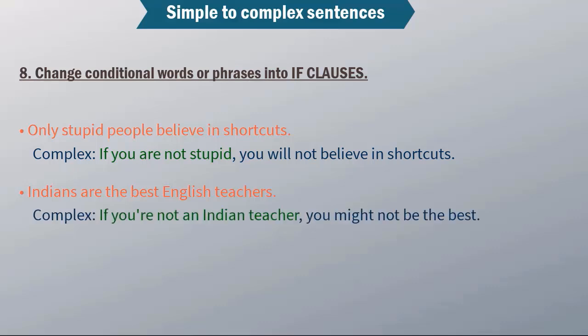Second example, Indians are the best English teachers. I can say if you're not an Indian teacher, you might not be the best. Kind of gives the same meaning, right? Again, it was limiting the meaning of the sentence, so it was sort of a condition, and we used a dependent clause, an if clause, to represent that. Simple. So that's how we change a simple sentence into a complex sentence.